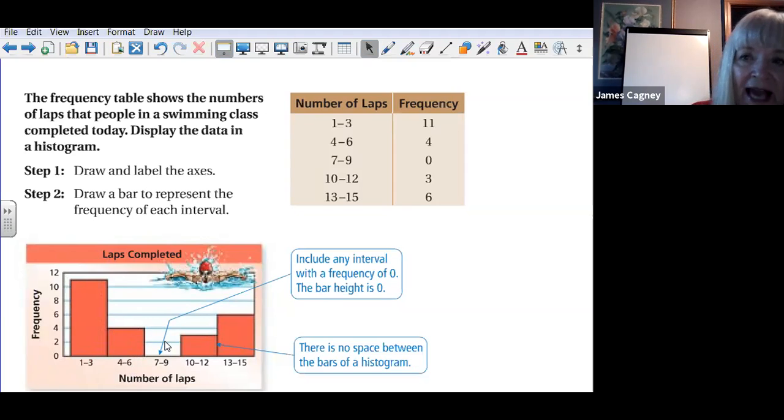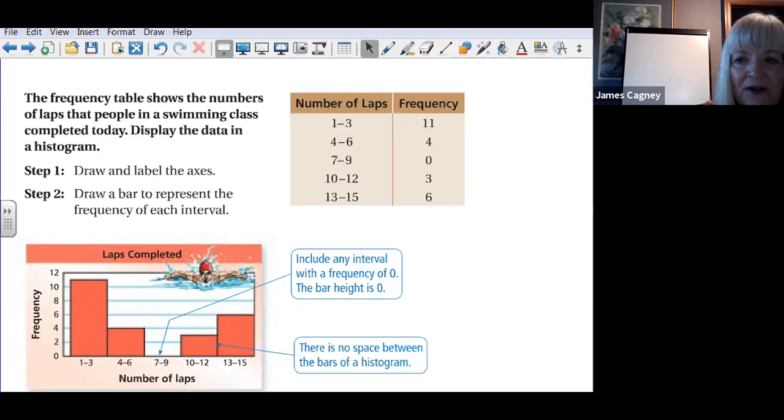You need to leave a gap if there aren't any, so 7 through 9 had 0, you still need to leave that. Here is 10 through 12, and I can read off this. There were 3, 13 through 15, there were 6. So this would be the histogram associated with this tally chart. How'd you do with that one?